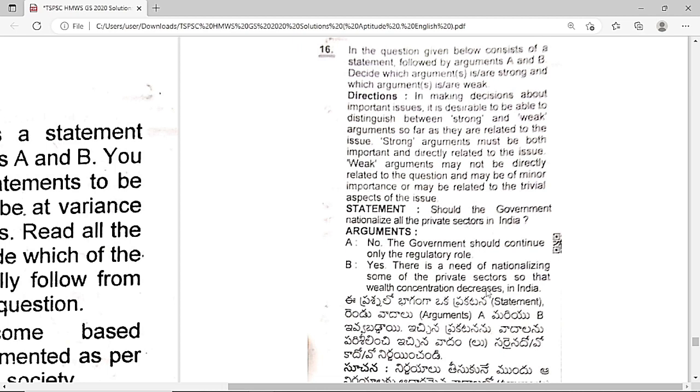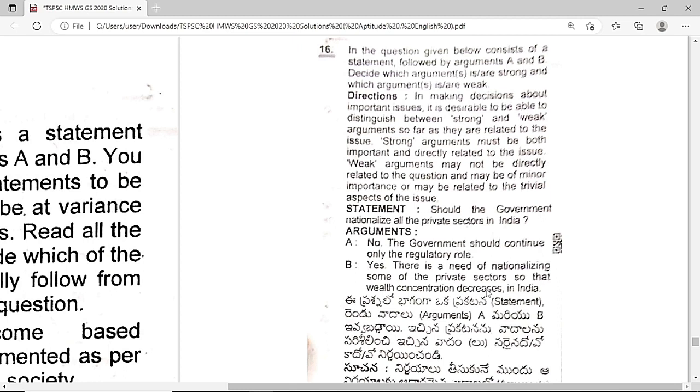Yes, there is a need of nationalizing some of the private sectors so that wealth concentration is going to decrease in India. Both relate to the statement. Listen carefully. Should the government nationalize all the private sectors in India? No, you should not nationalize all the private sectors in India. So, no, the government should continue only the regulatory role.